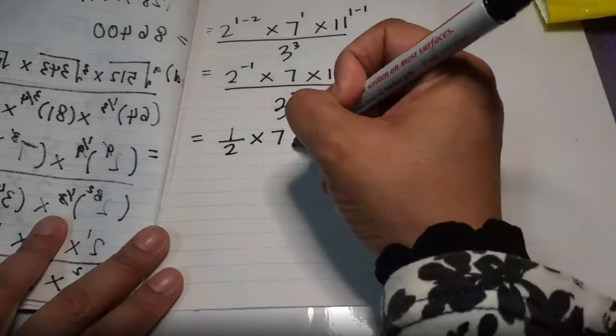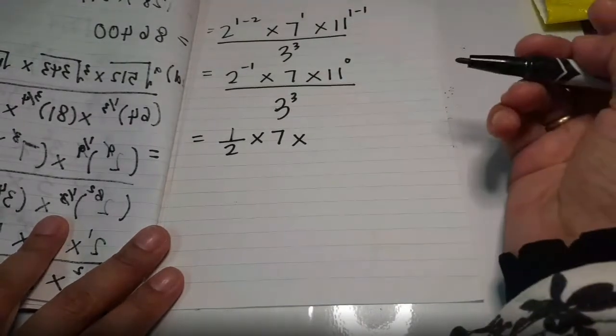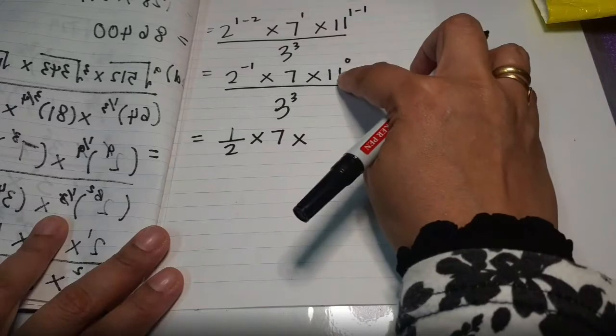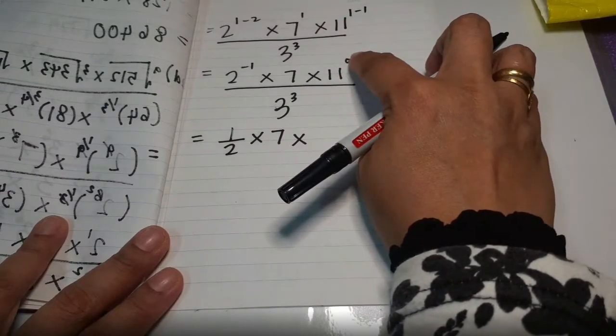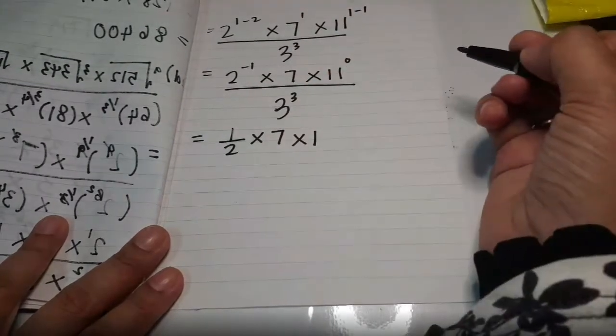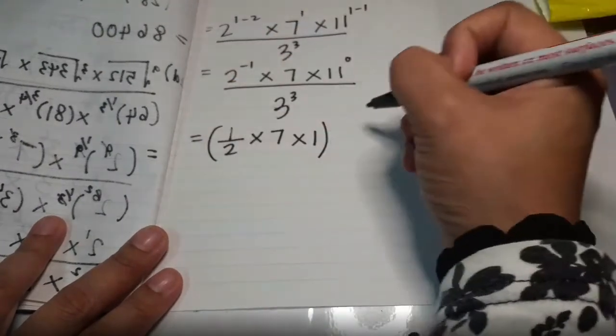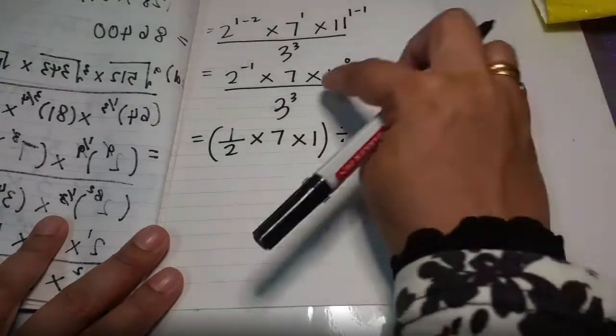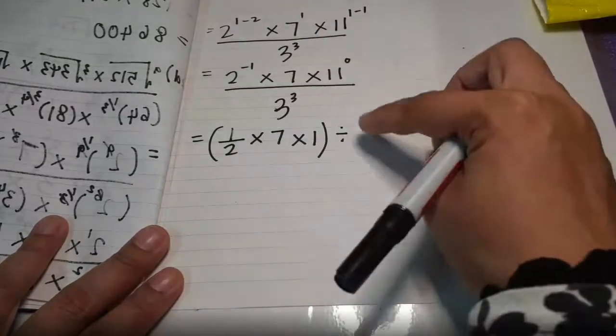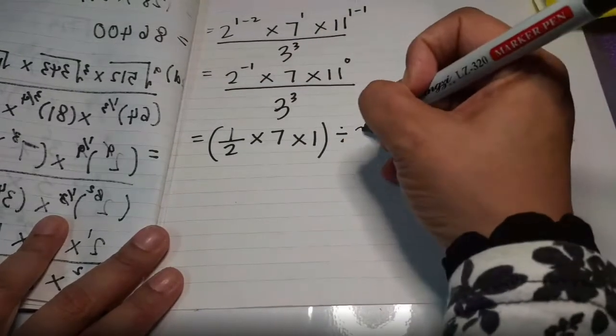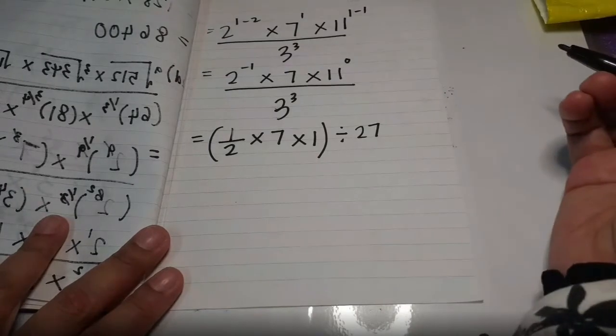Okay. Multiply 1 to the power of 0. Any number, any unknown to the power of 0, the answer is 1. Good, Sanggari. 1 to the power of 1. Okay, we solve this. And divide. Division: this is over, means divide. 3 to the power of 3 is 27.